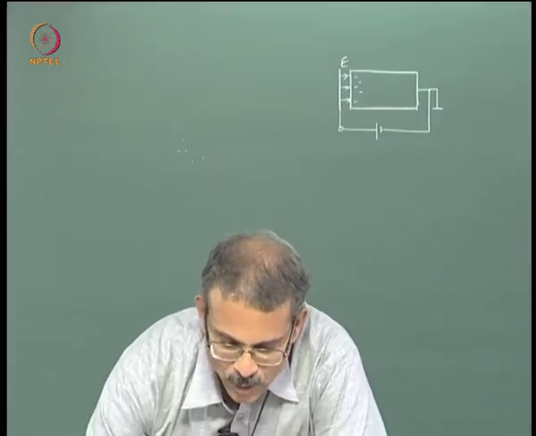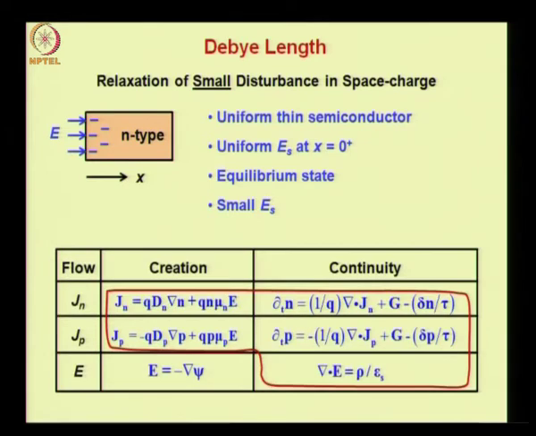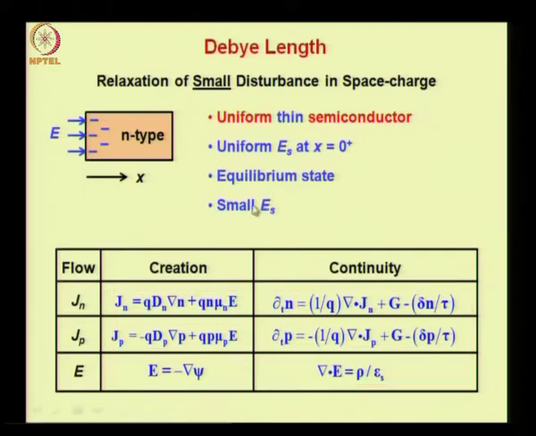So let us move on to approximate the 5 coupled drift diffusion equations based on the qualitative insight gained in the first step. These are our 5 equations. Let us begin by considering the conditions of a uniform semiconductor. Because the semiconductor is uniform, for x tending to infinity your space charge is going to 0. So this condition imposes the boundary condition: rho at infinity is equal to 0.